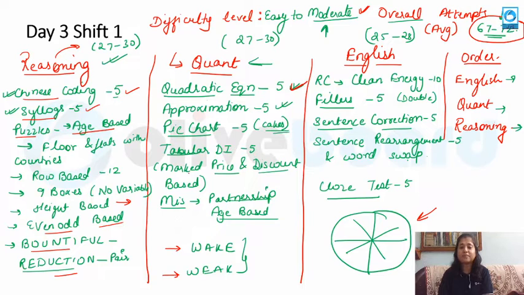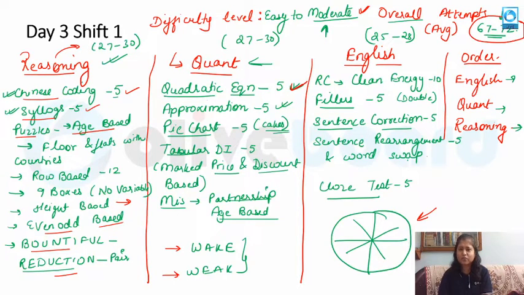Tabular DI was based on mark price and discounted price, right? तो इस पे based आपके 5 questions थे. Apart from that, there were miscellaneous questions, age based, partnership, data, आपका time and work, time and distance, इस तरह के questions थे, right? So this again quant was 27 to 30 we could have attempted, right?